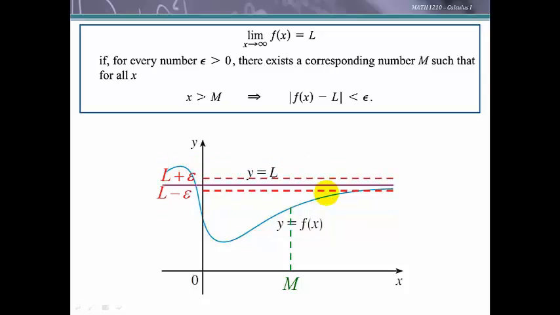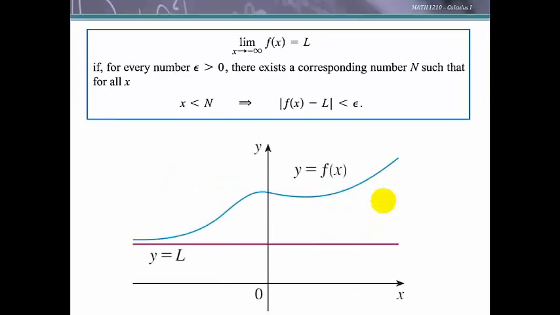Now epsilon we could make arbitrarily small, and as we change epsilon, we would need to change m, but we see as long as x is greater than m, we are going to be within epsilon of L. Similarly, the limit as x approaches negative infinity of f of x equals L if for every number epsilon greater than 0 there exists a corresponding number n such that for all x, when x is less than n, this implies that the distance from the function to L is less than epsilon.